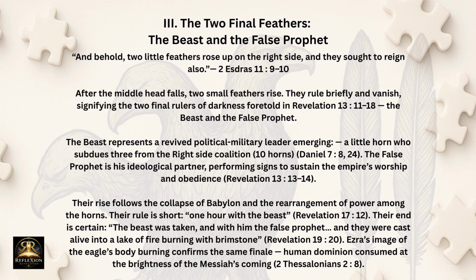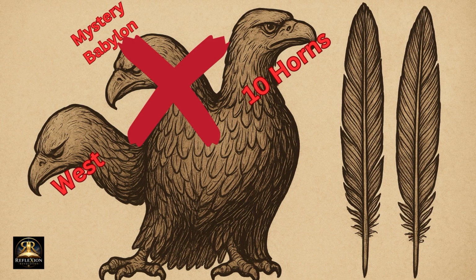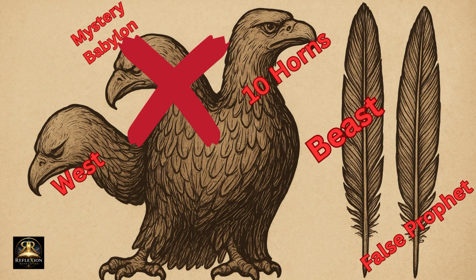The final two feathers. So in this whole eagle empire, there are also two little feathers that come at the end. Interesting. What can we link those two feathers to? "Behold, two feathers rose up on the right side, and they sought to reign also." Okay. After the middle head falls, two small feathers rise. They rule briefly and vanish, signifying the two final rulers of darkness foretold in Revelation, the beast and the false prophet.